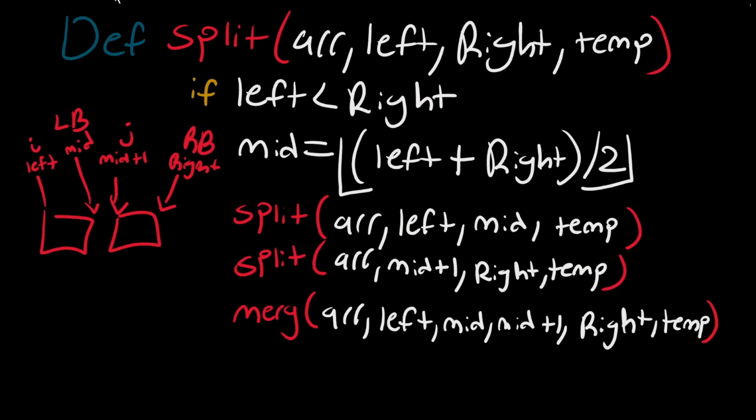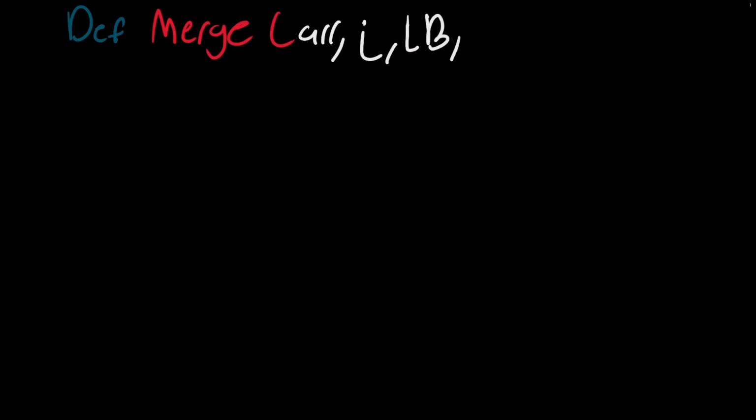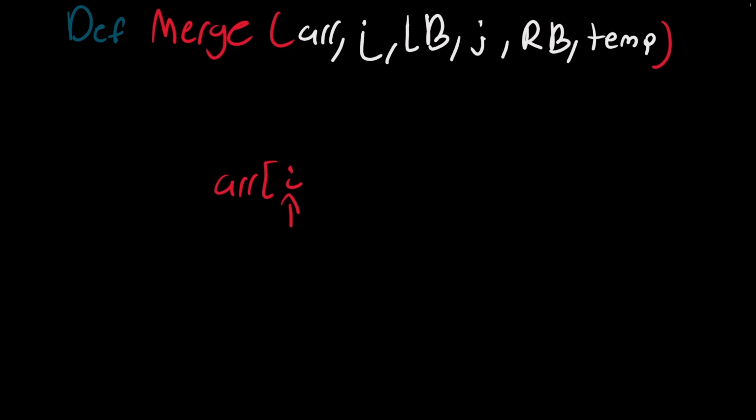So now let's step into the merge function. Let's define the merge function. The actual merge function is going to take, again, the array. It's going to take our I, the left bound, it's going to take the J, and it's going to have our right bound and the temporary array. Now we're going to have to know where in the original array to start, to remember this I position, because we're going to change this.